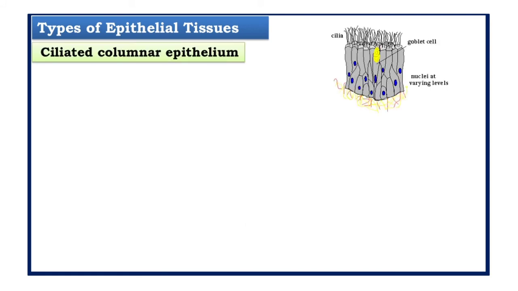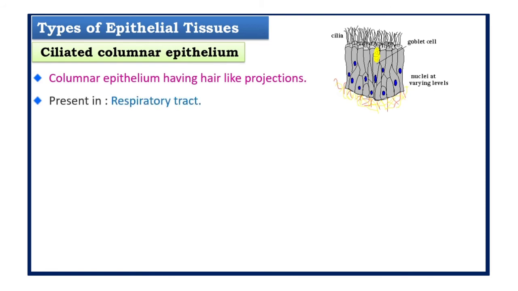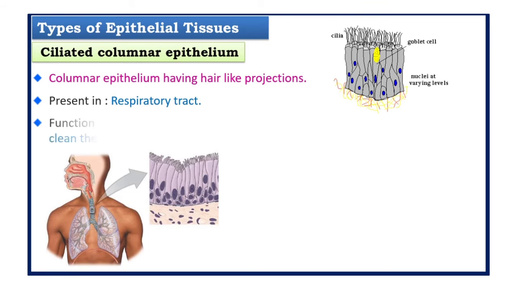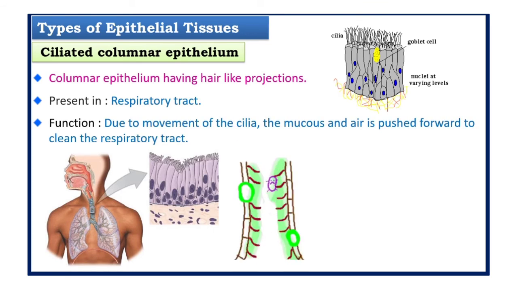Next is the ciliated columnar epithelial cells. These are columnar cells having hair-like projections which are called cilia. Generally, these kinds of cells are seen in the respiratory tract. Because of the movement of this cilia, the mucus and the air, whatever is passing, is getting cleared. It is a kind of filter system in our body.